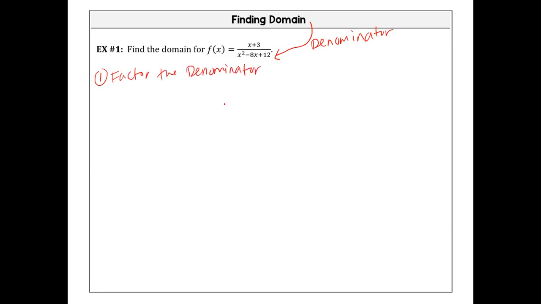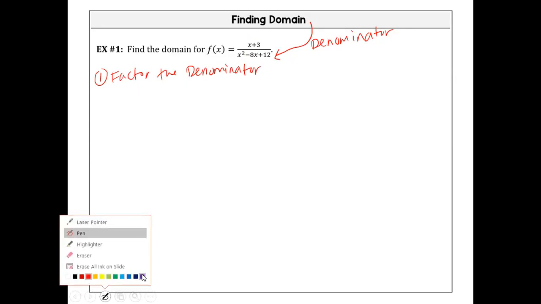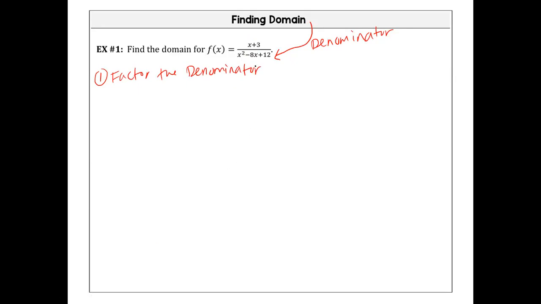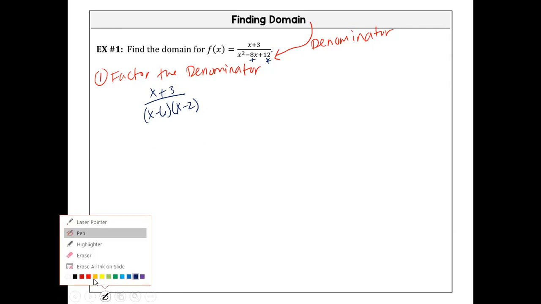Okay. How can I factor this denominator? It's a quick mental factor, right? Exactly. I'm asking myself what multiplies to give me 12, but adds to give me negative 8. Negative 6 and negative 2. Perfect. So my factors now, I have x plus 3 over x minus 6 and x minus 2. Okay, how do we feel about step one? Good, okay.